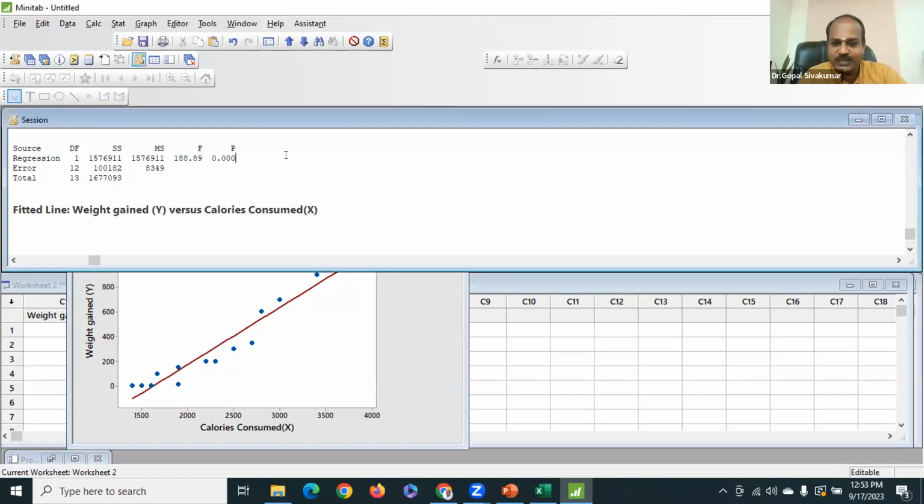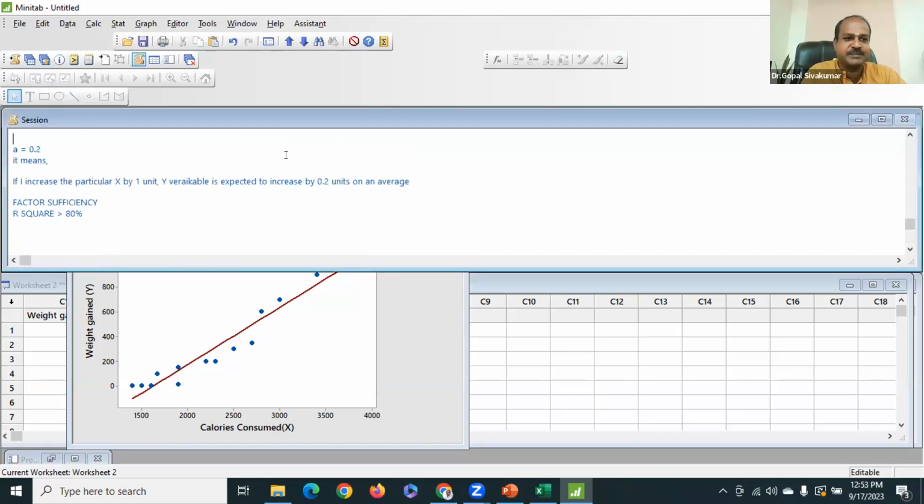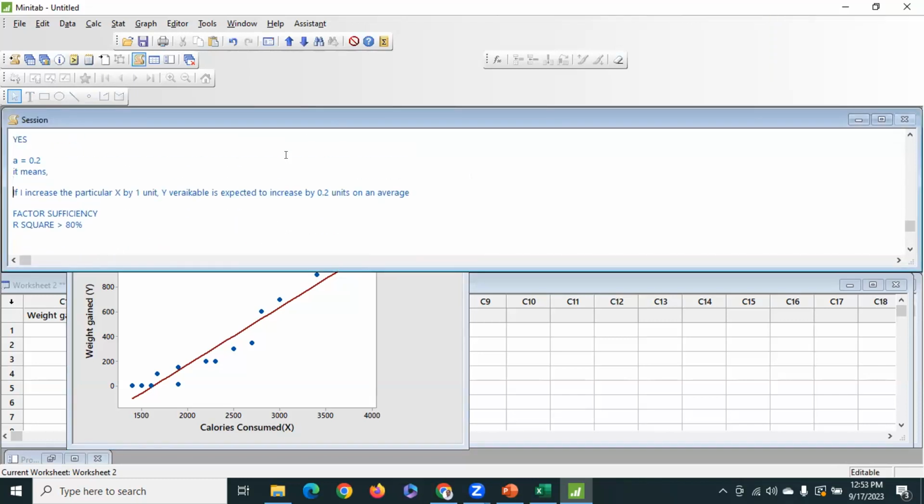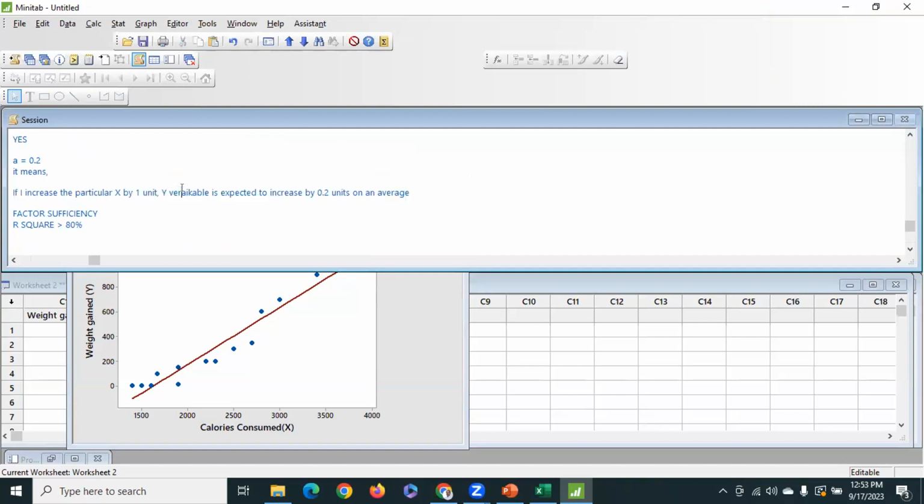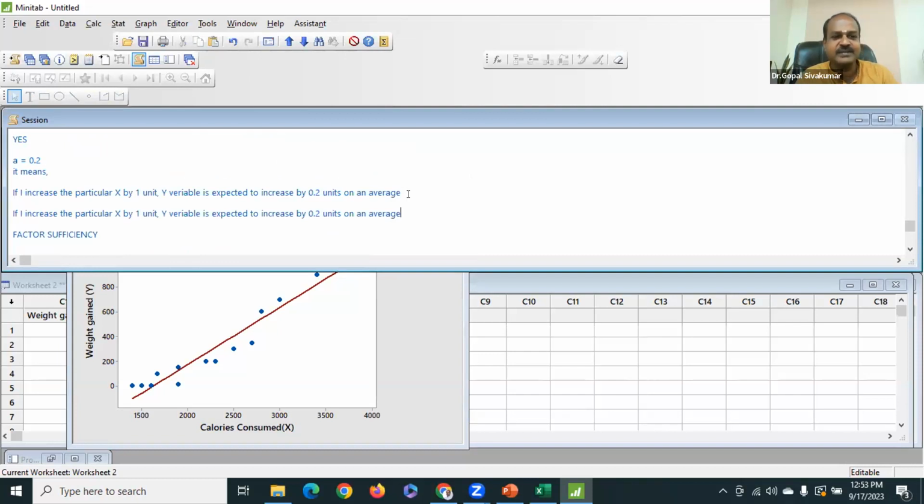Wait. We'll go to the learning. In the same Excel, see here: if I increase a particular X by 1 unit, the Y variable is expected to increase by 0.2 unit on an average. Am I right? Shall we use this language? Yes. We'll use this language, right?